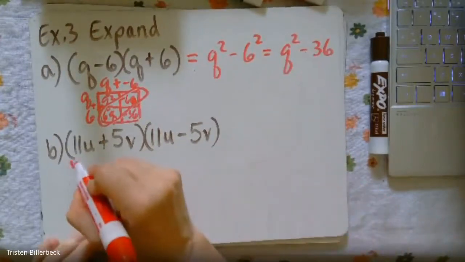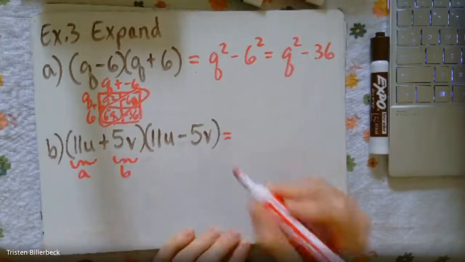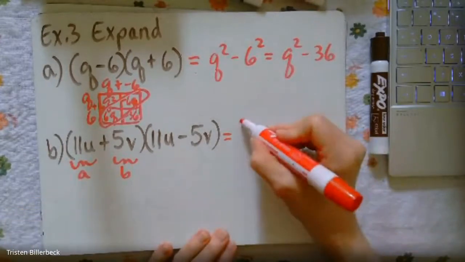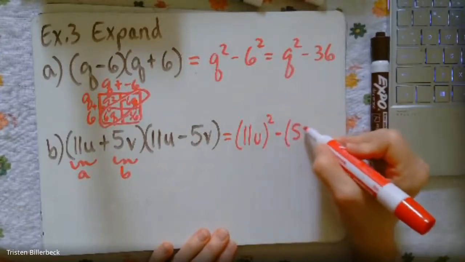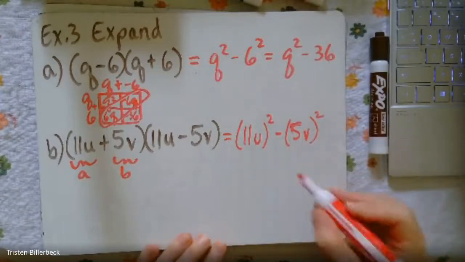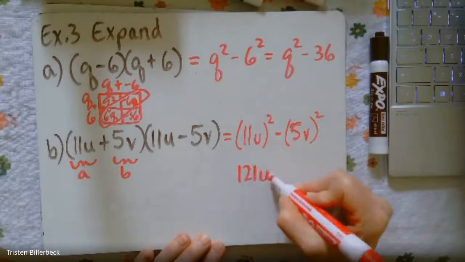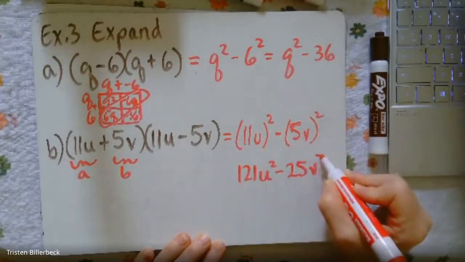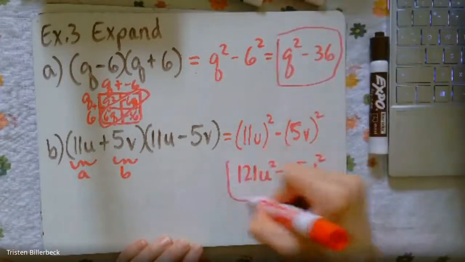So if this is A and this is B, knowing that the middle term is going to cancel out because they have alternating signs, then we can just say 11u squared minus 5v squared, and that's going to be 11 squared is 121u squared minus 5 squared is 25v squared. Okay, so those are our answers for that one.